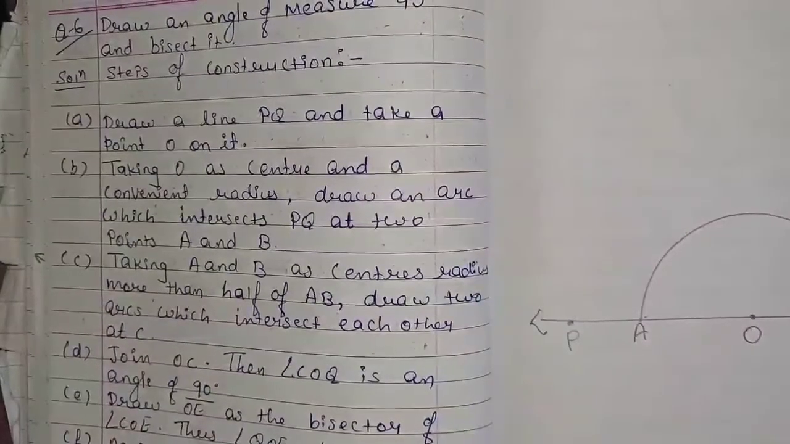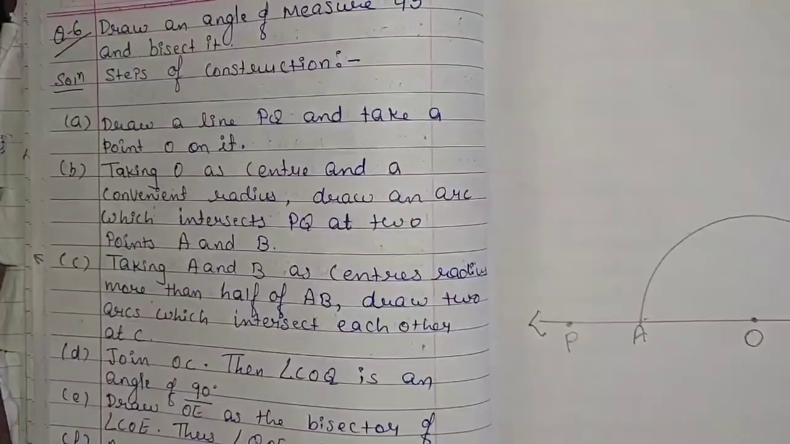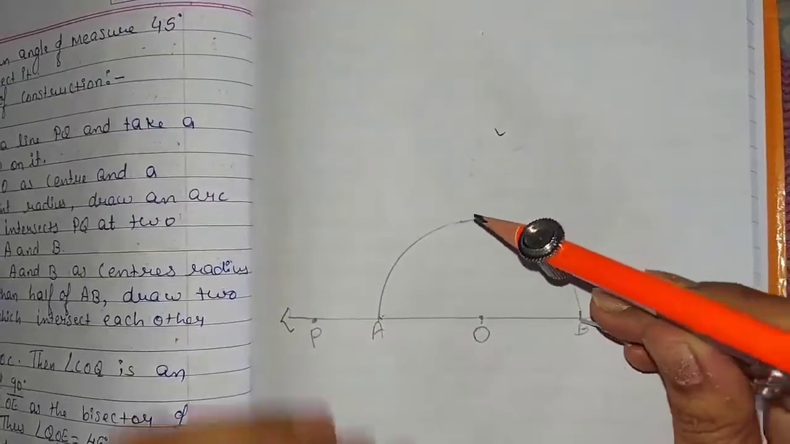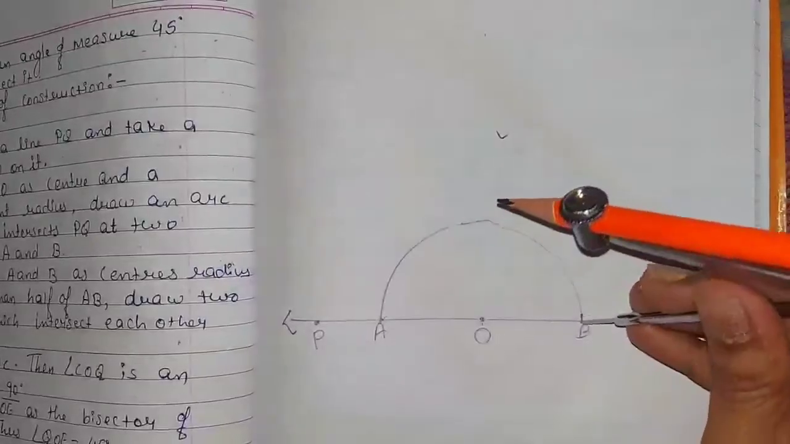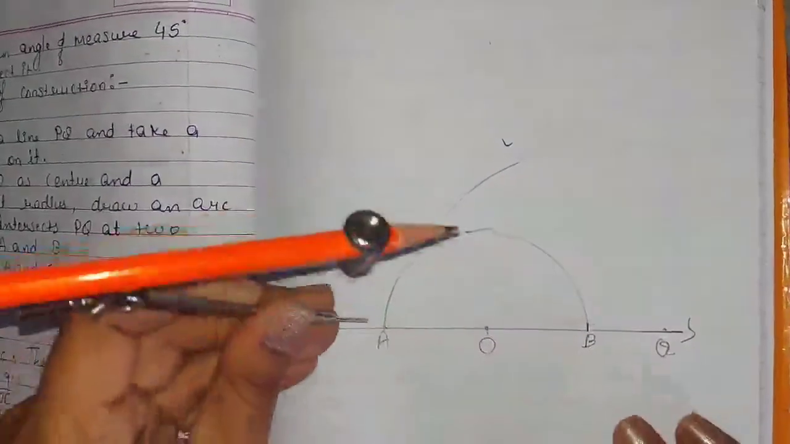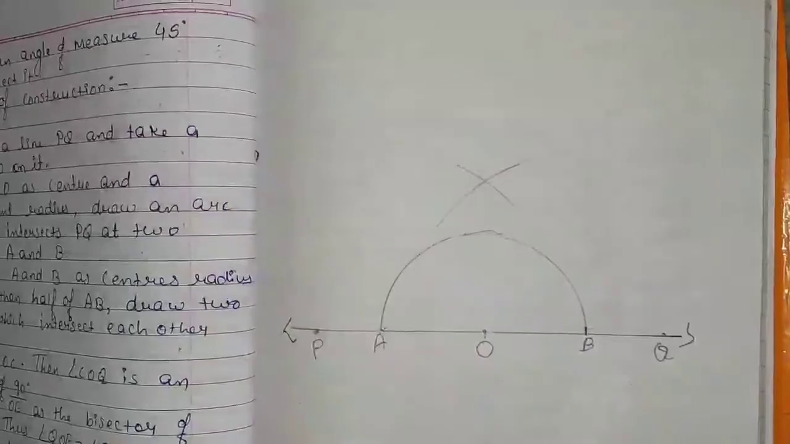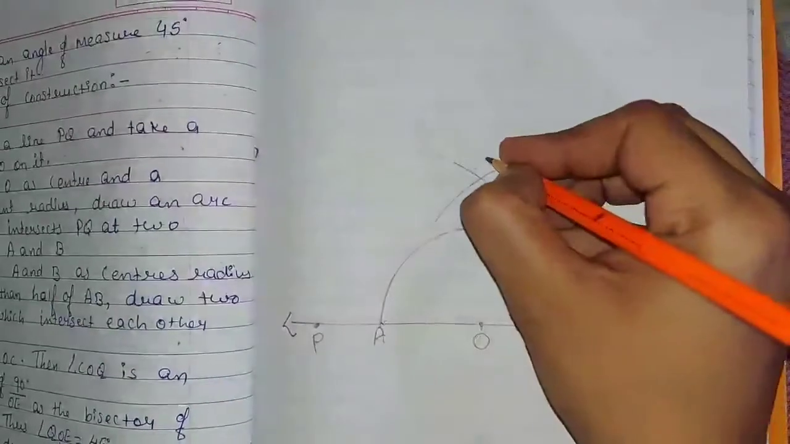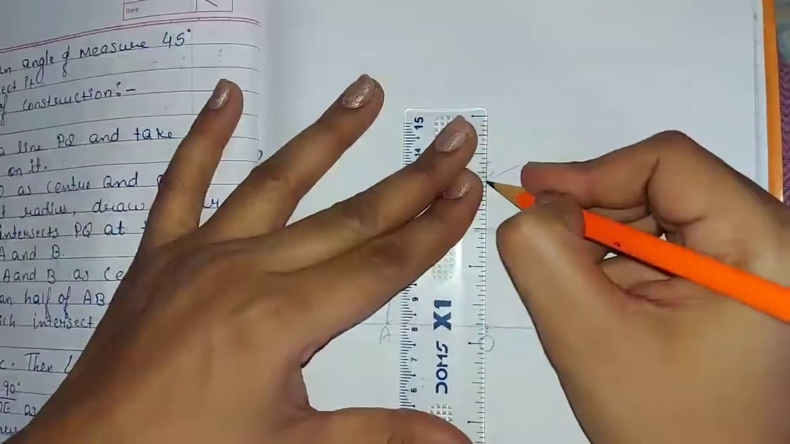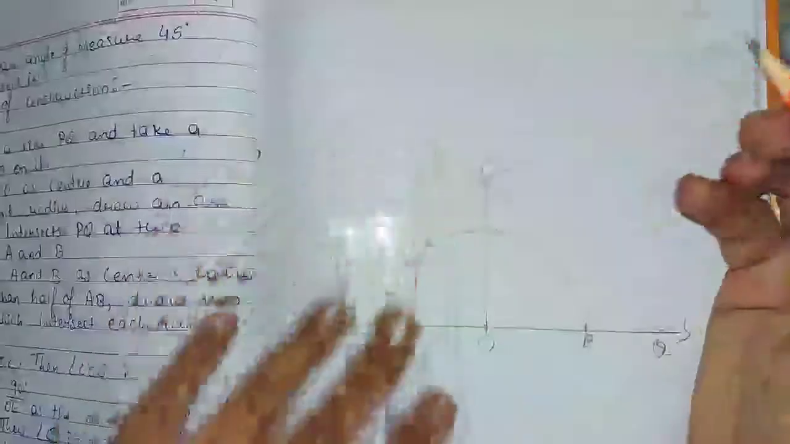C. Taking A and B as centers, radius more than half of AB, draw two arcs which intersect each other at C. Taking B as a center, let us draw one arc. Taking A as a center, let us draw another arc. Now this intersecting point we have to label as C. Let us join OC.